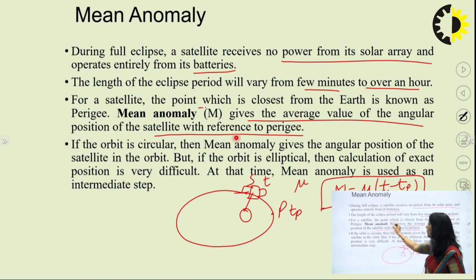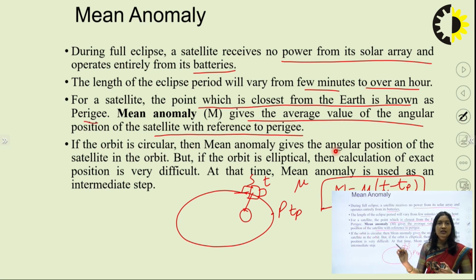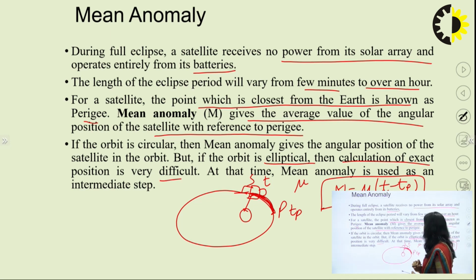For a satellite, the point which is closest to the Earth is known as perigee, right? We already know that perigee is the point when the satellite is closest to Earth. So, mean anomaly M gives the average value of angular position of satellite with reference to perigee, meaning this point, this arc. This arc is known as mean anomaly. If your orbit is circular, the mean anomaly gives the angular position of the satellite in orbit. But if the orbit is elliptical, then the calculation of exact position is very difficult. So at that time, mean anomaly is used as an intermediate step.